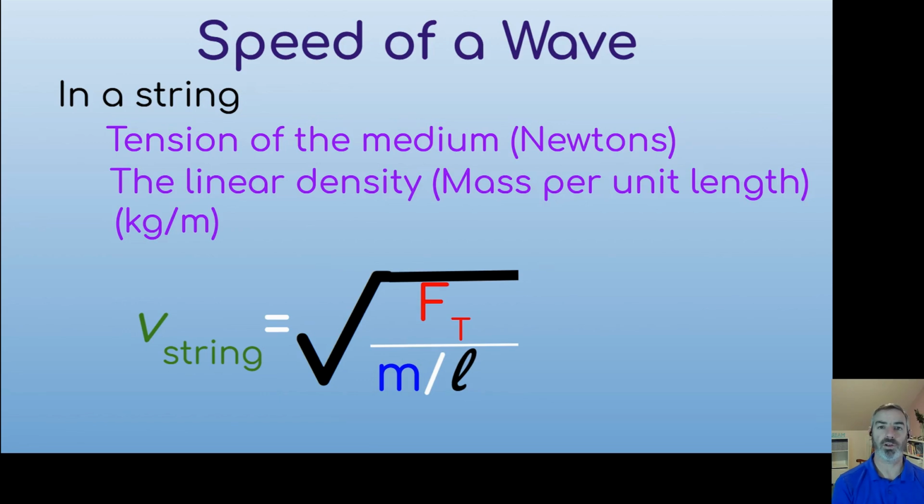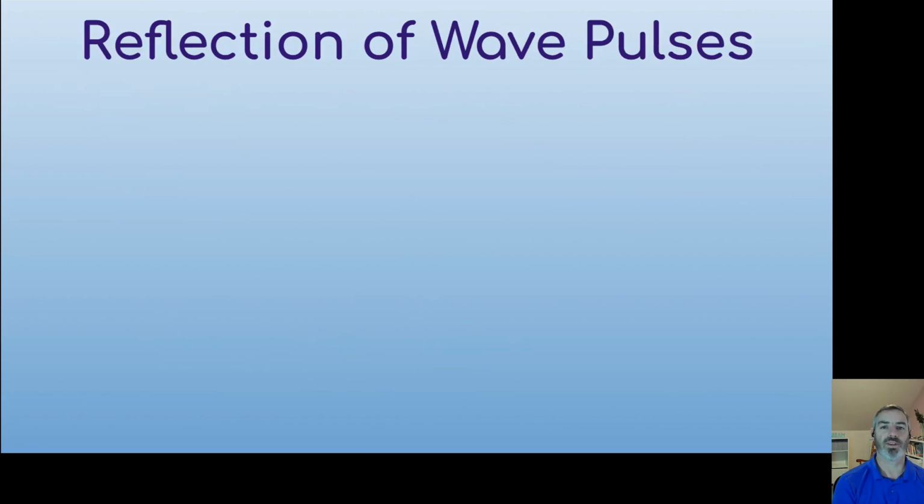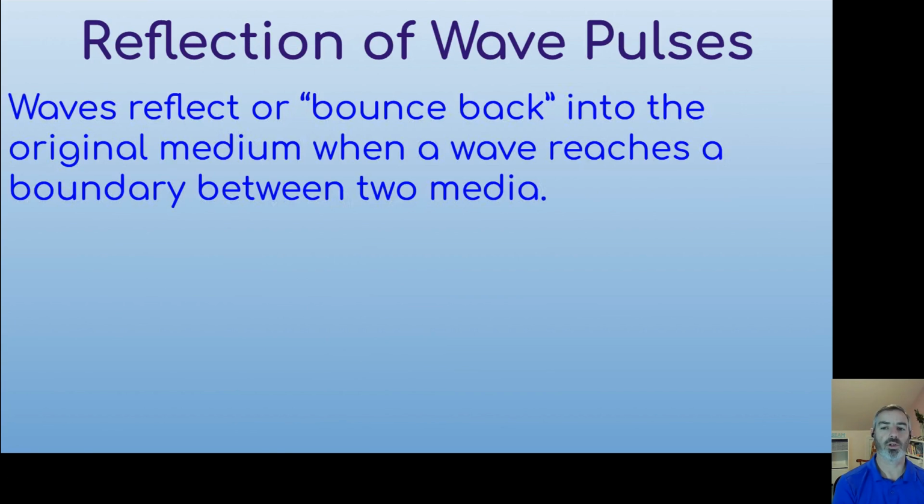So the heavier the spring, the harder it is to move that spring. So the disturbance traveling through it is not going to propagate as quickly the heavier the spring is. But if we increase the tension, that would increase the speed on the string. Now, wave pulses reflect, much like we saw with light in the last unit. So waves reflect or bounce back into the original medium when a wave reaches a boundary between two media.